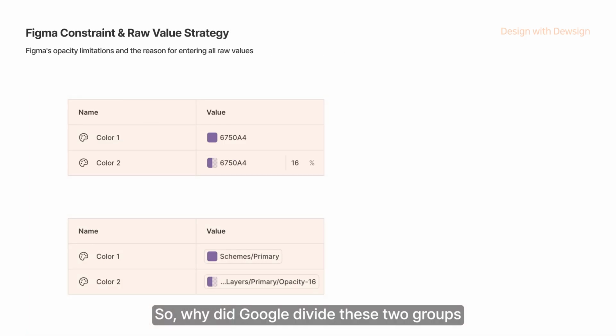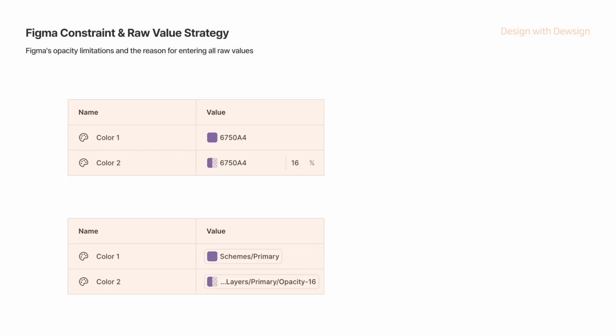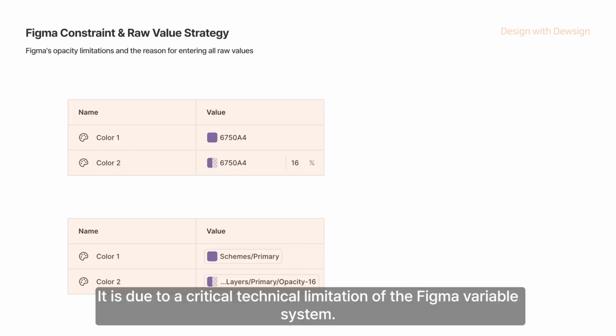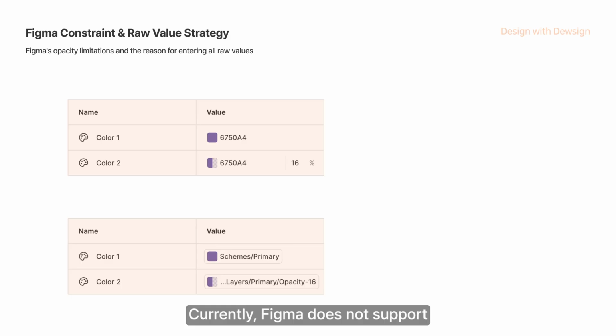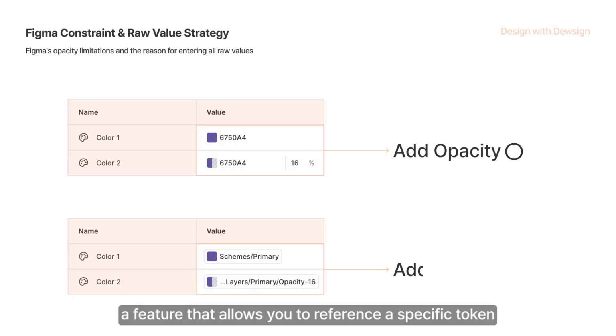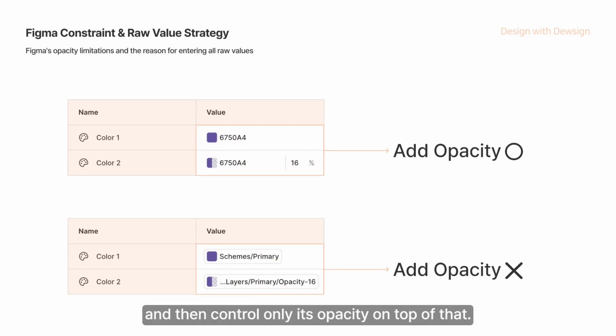So, why did Google divide these two groups and apply every single value manually like this? It is due to a critical technical limitation of the Figma variable system. Currently, Figma does not support a feature that allows you to reference a specific token and then control only its opacity on top of that.